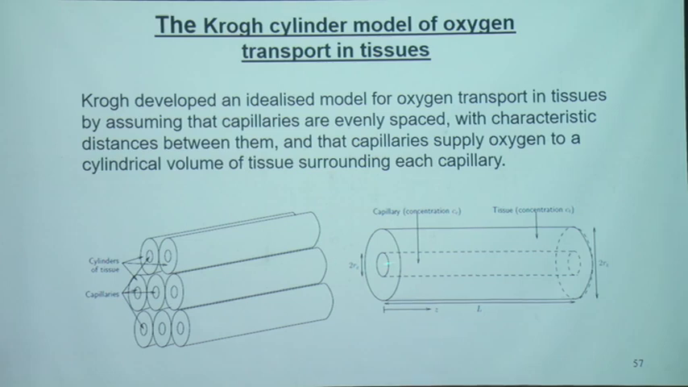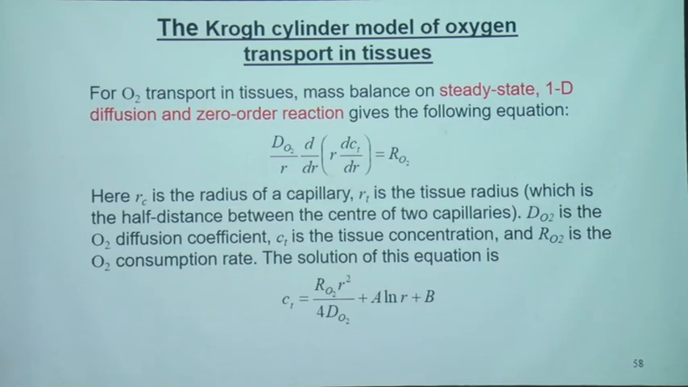So oxygen carried by blood within the capillary vessels is transported through the capillary wall to the tissues, and then gets taken up, consumed by cells within the tissue. So that's the problem that we solve, and we can make use of the fundamental equations that we learned before to solve it mathematically. For oxygen transport in tissues, we do a mass balance at steady state, with one-dimensional diffusion, and here we assume zero-order reaction. Zero-order reaction makes the mathematical equation easier to solve, right?